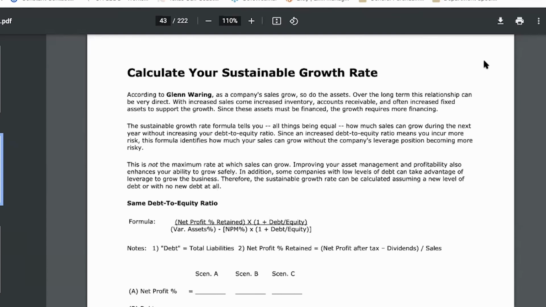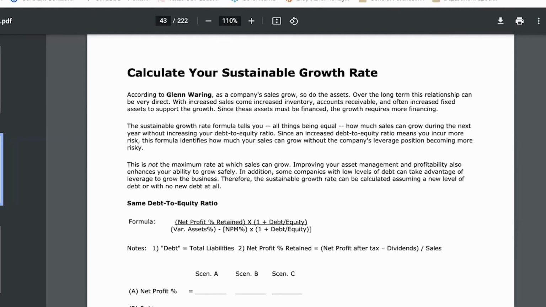And the reason that debt is considered risky is, well, you got to pay it back. If you borrow money, you have to pay it back. And so that's considered a risky form of capital, because unlike equity, you have to pay it back. So debt to equity ratio is also called the risk ratio. And so what we're calculating here is how fast can we grow our company without taking on additional risk.